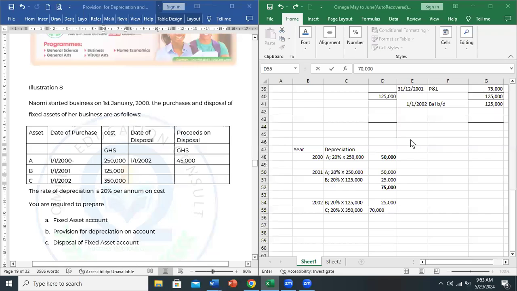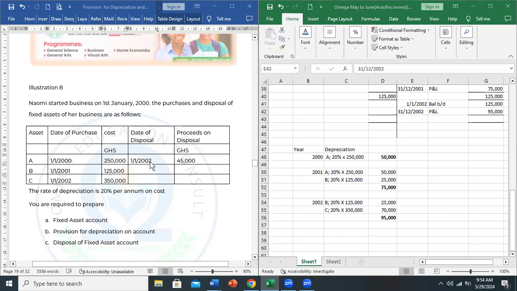Let's move on. So at the point where we had calculated the depreciation on the second asset, we had a total of, I think, 95,000 as the total depreciation for that year 2002. So we go in there, 31st December 2002, P&L 95,000.